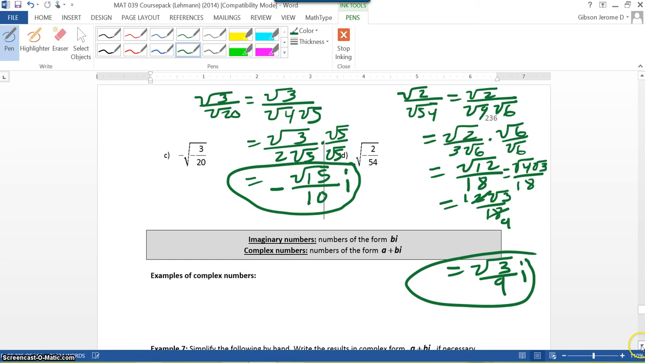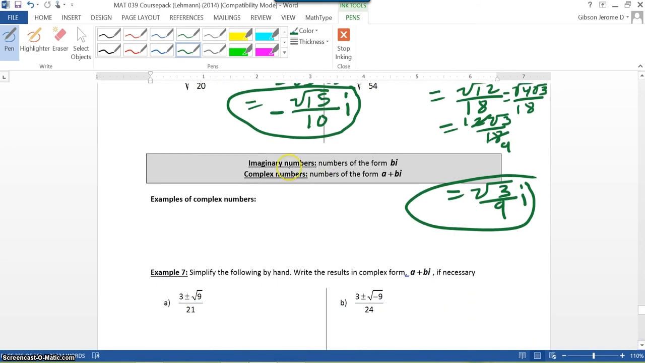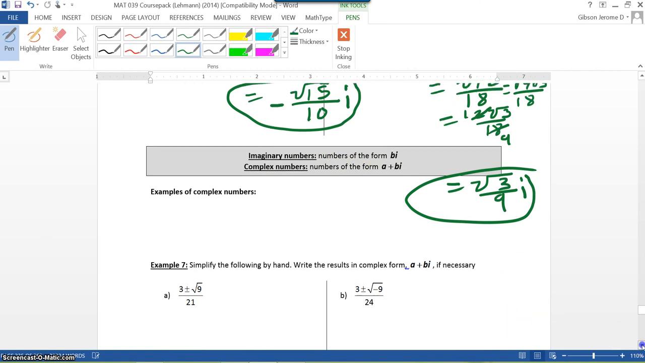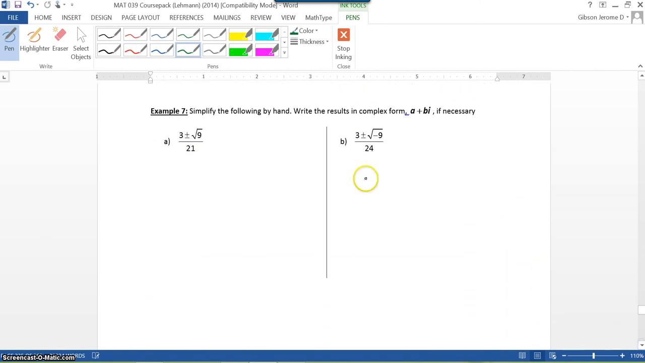And that would be the final answer. Now it says imaginary numbers are numbers of the form bi, and complex numbers are numbers of the form a plus bi. Now it says simplify the following by hand. Write the results in complex form, a plus bi, if necessary.